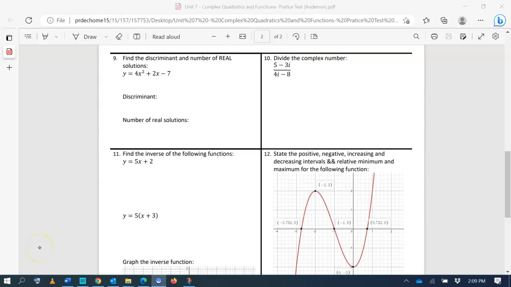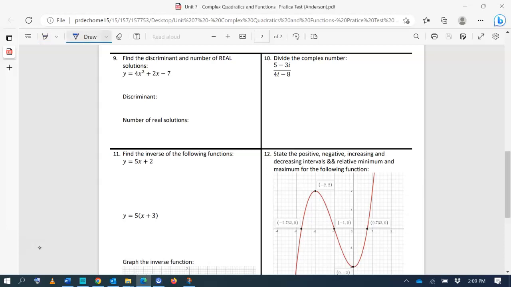Unit 7, Complex Quadratics and Functions, practice test. This is the back page. The front page is a different video. So we have find the discriminant and number of real solutions.